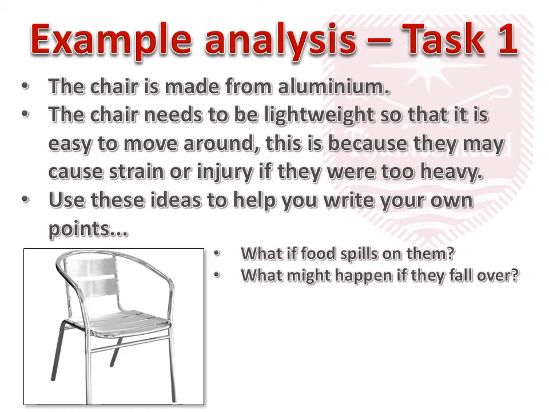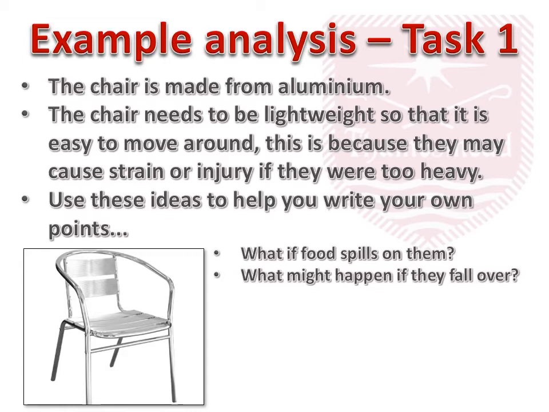Now, what I like to do for task 1 is to use the ideas below. You might have your own ideas. So what if food spills on them? Why did that designer choose aluminium? What can you do to aluminium so that if food spills on it, it's not a problem? What might happen if it falls over? What happens to that chair? It's been designed in such a way that maybe the material choice means that it doesn't break so easily. So you might want to write about that.